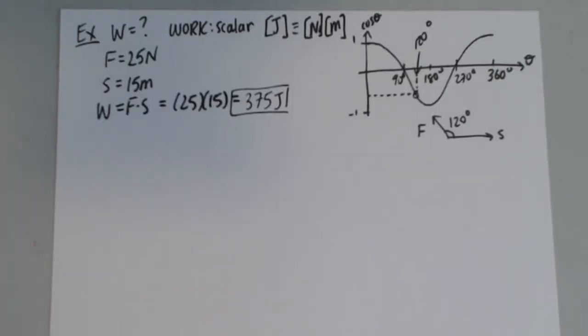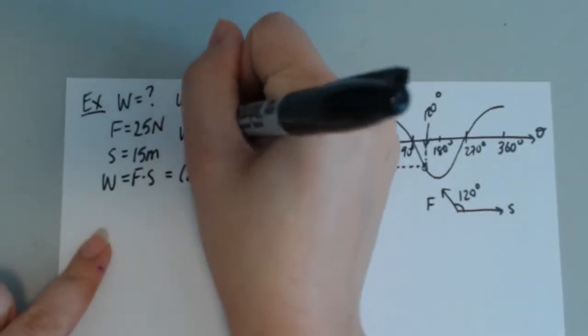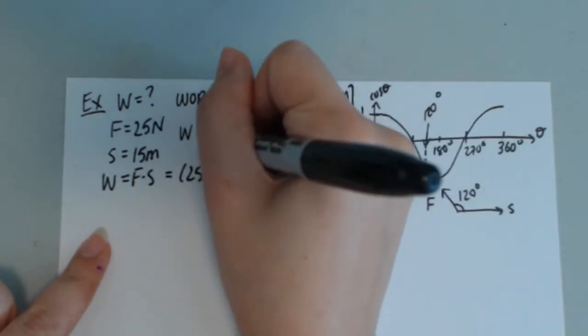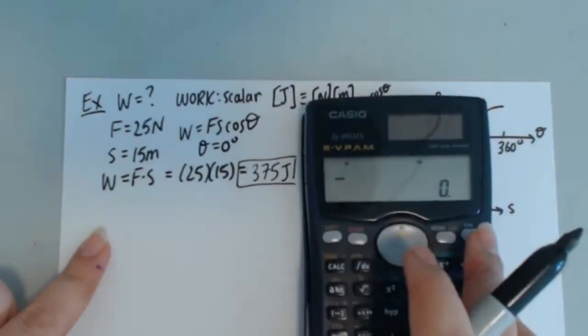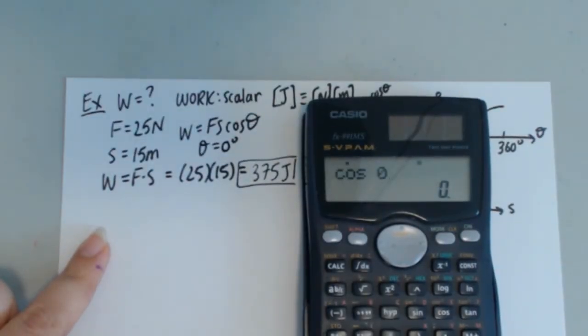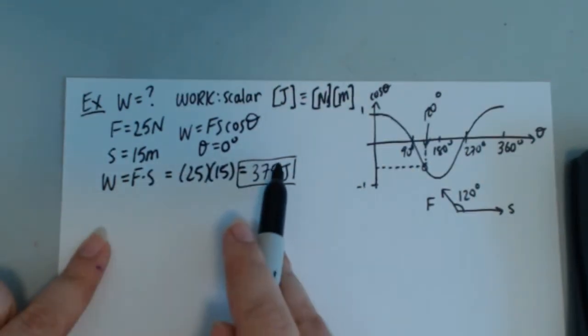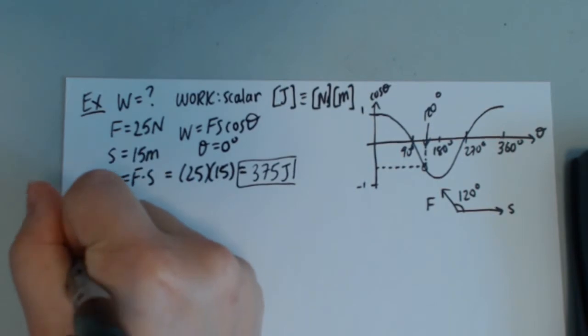So we've already pretty much done this for part A. Okay, this is part A, right? So if you have the formula work is equal to Fs cos theta, if they're parallel, theta is equal to 0 degrees. And cosine of 0, if you don't believe me, grab your calculator. Cosine of 0 is 1. Okay, so then it just becomes F times S, which is going to be 375 joules. So this is effectively the answer to A.